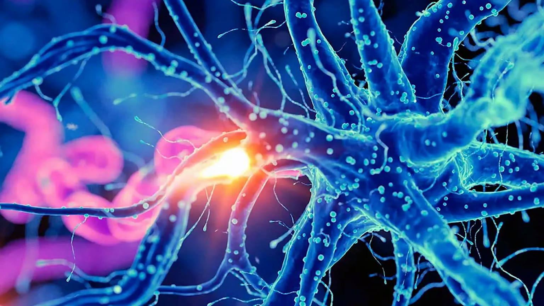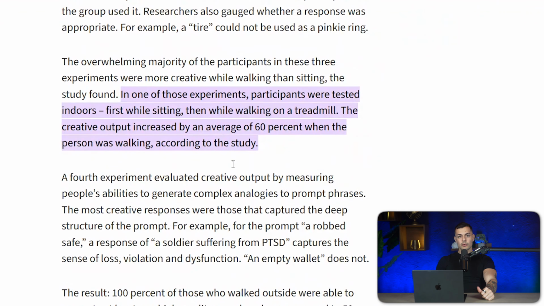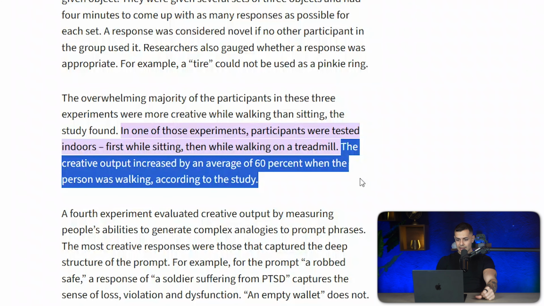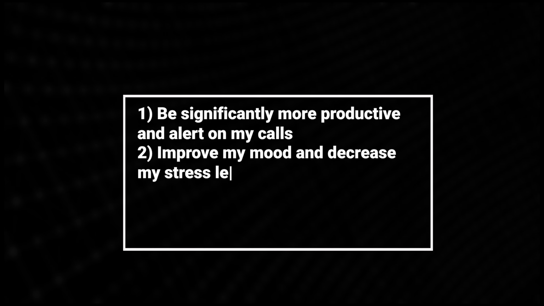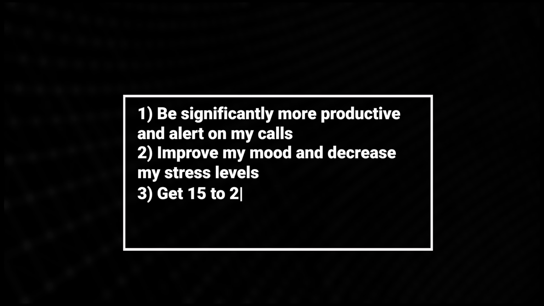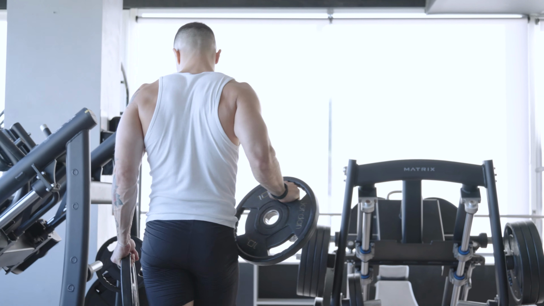Walking triggers the production of new brain cells by triggering the production of something called BDNF, which slows down cognitive impairment. A Stanford University study found that a person's creative output increased by an average of 60% when walking. I use my walking pad every time I'm on a coaching call or a team call, and it helps me: 1. Be significantly more productive and alert on my calls, 2. Improve my mood and decrease my stress levels, and 3. Get 15k to 20k steps done effortlessly, which allows me to stay lean all year round.